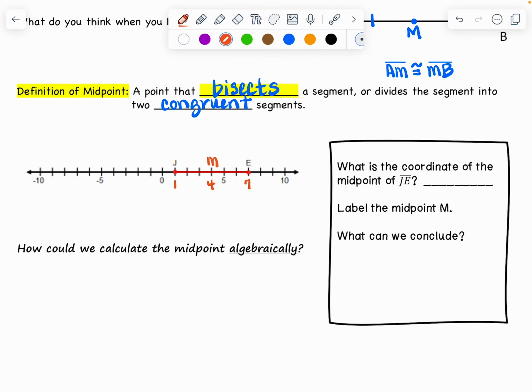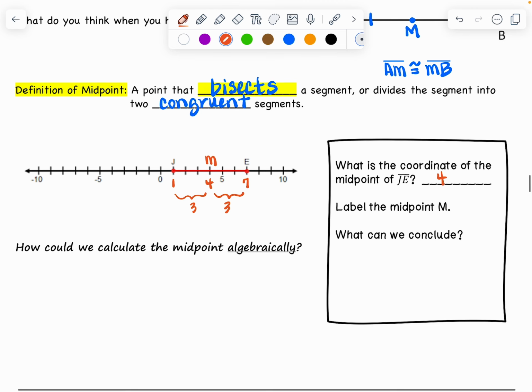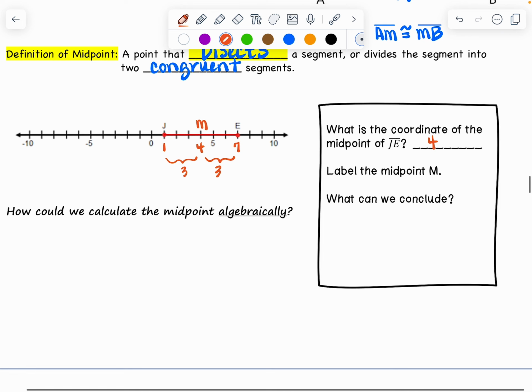That's the number directly in the middle, which makes sense because the distance from 1 to 4 is 3, and the distance from 4 to 7 is also 3. So we've definitely found the number in the middle. The coordinate is 4. I've already labeled it M. So what are some things that we can conclude? Well, we know that JM is congruent to ME.